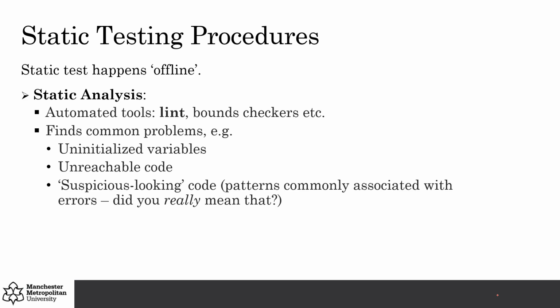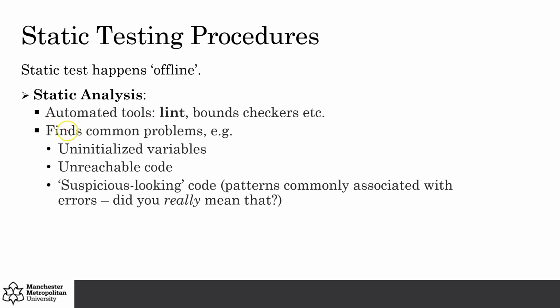So I'm going to start by talking about static testing procedures. Now this is the most common type that we do in the labs. So static test usually happens offline. So the most common type is static analysis, which is where we could use automated tools. So one tool is called Lint, which is one of the things available in the Unix operating system, which checks code before you run it.